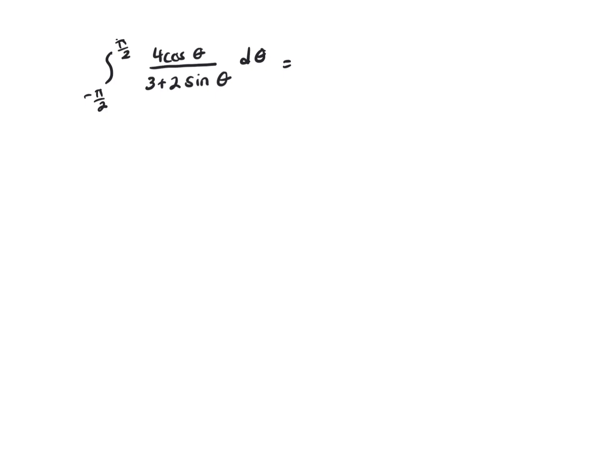Integrate the integral from negative pi over 2 to pi over 2 of 4 cosine theta divided by 3 plus 2 sine theta d theta. First, I would bring out the constant. So 4 out front, the integral from negative pi over 2 to pi over 2 of cosine theta over 3 plus 2 sine theta d theta.